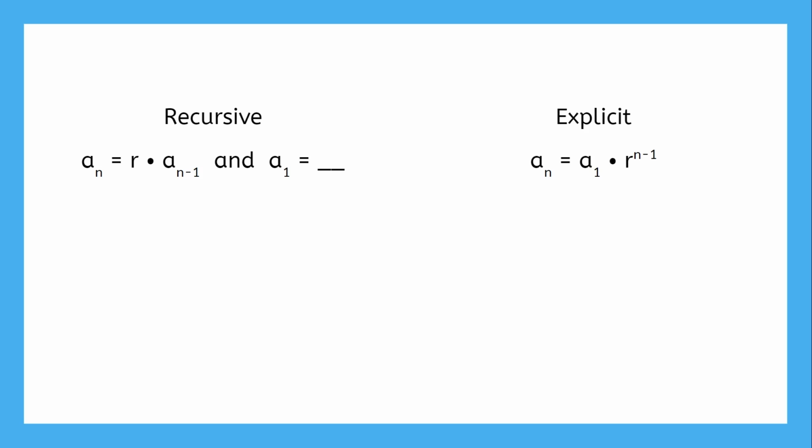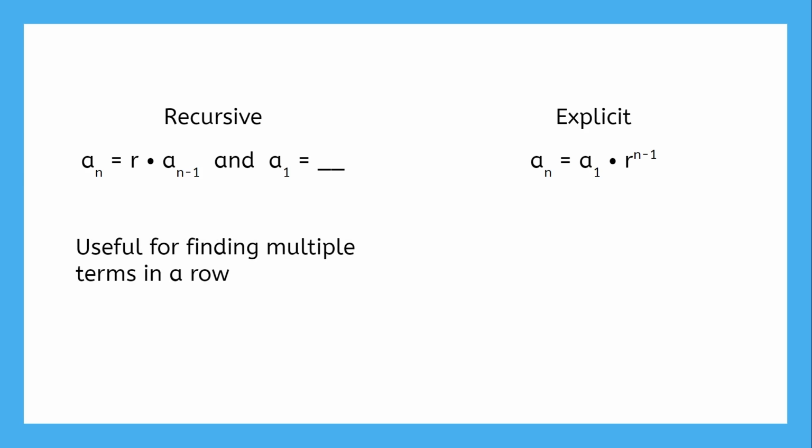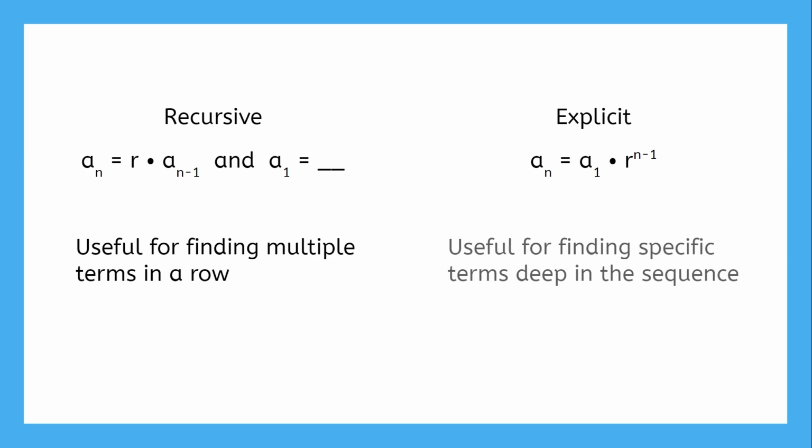We already know the two forms, as well as what situations they're useful for. The recursive formula is useful when you're trying to find several terms in a row, while the explicit form is better for finding specific terms, especially ones deep into the sequence. But what if we're given the recursive form and asked to find a specific term? Or what if we're given the explicit form and we're asked to find several terms in a row? Well, we just convert them, of course.